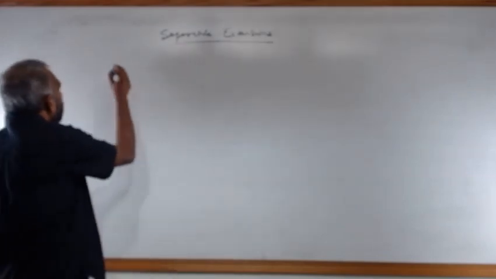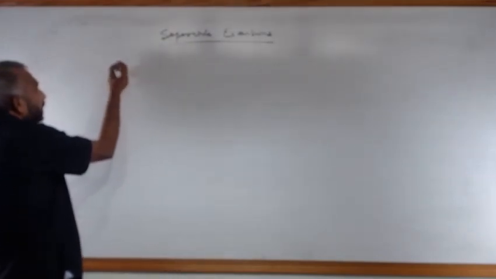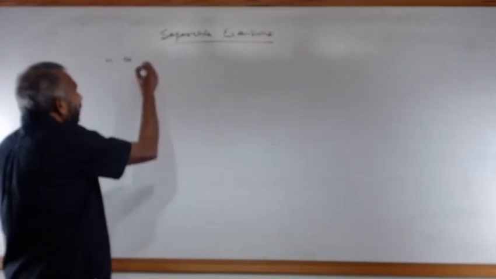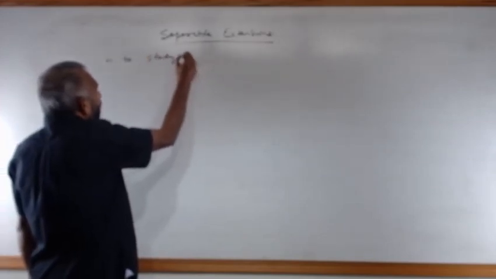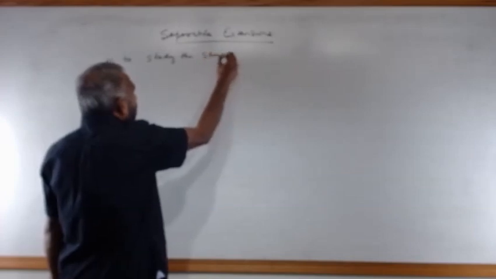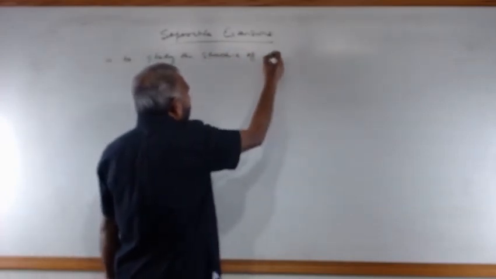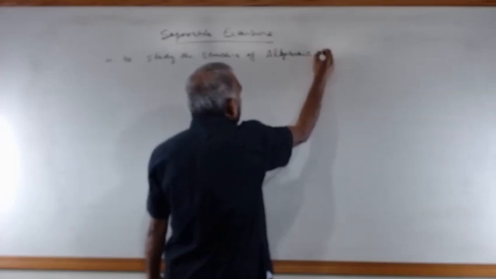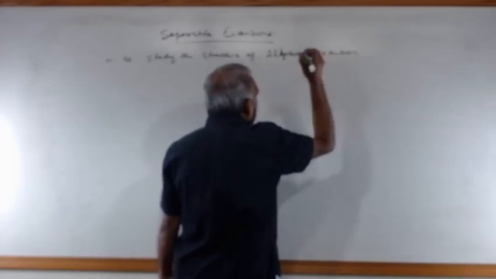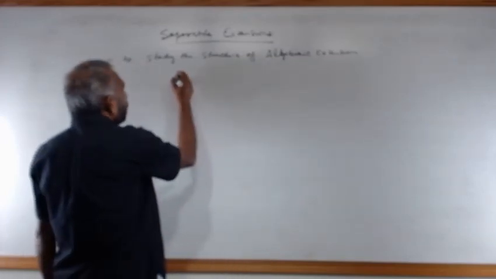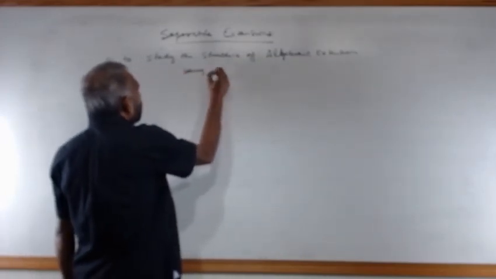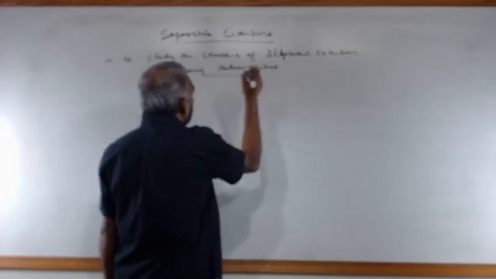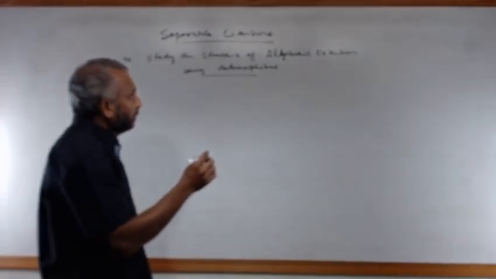Our basic goal of Galois theory, as I stated earlier, is to study the structure of algebraic extensions using automorphisms. This is our basic goal in Galois theory.